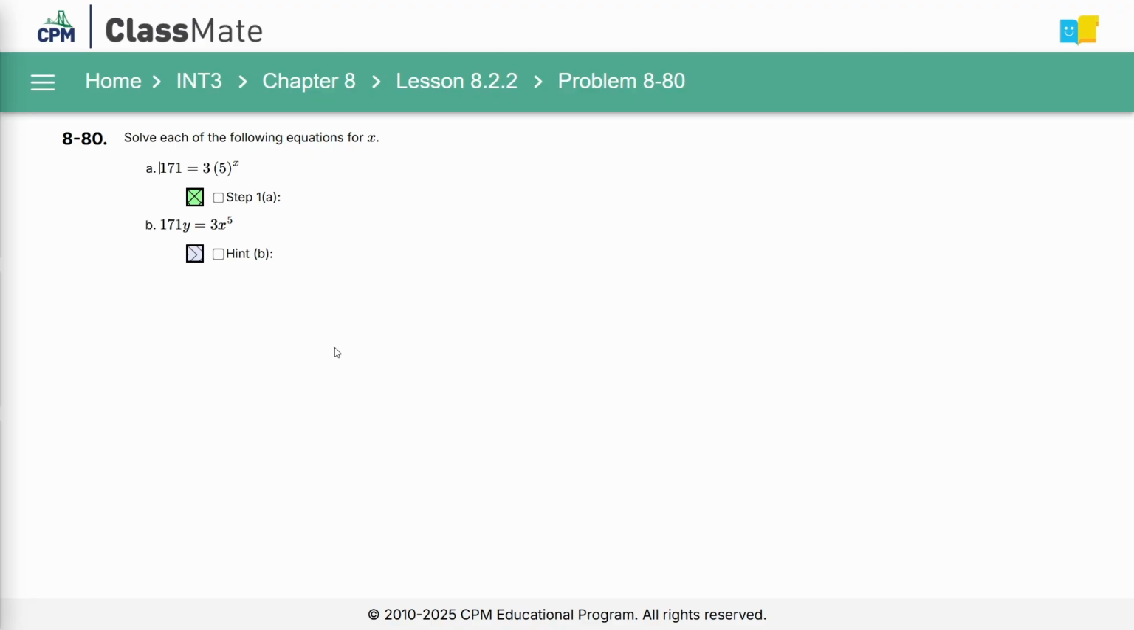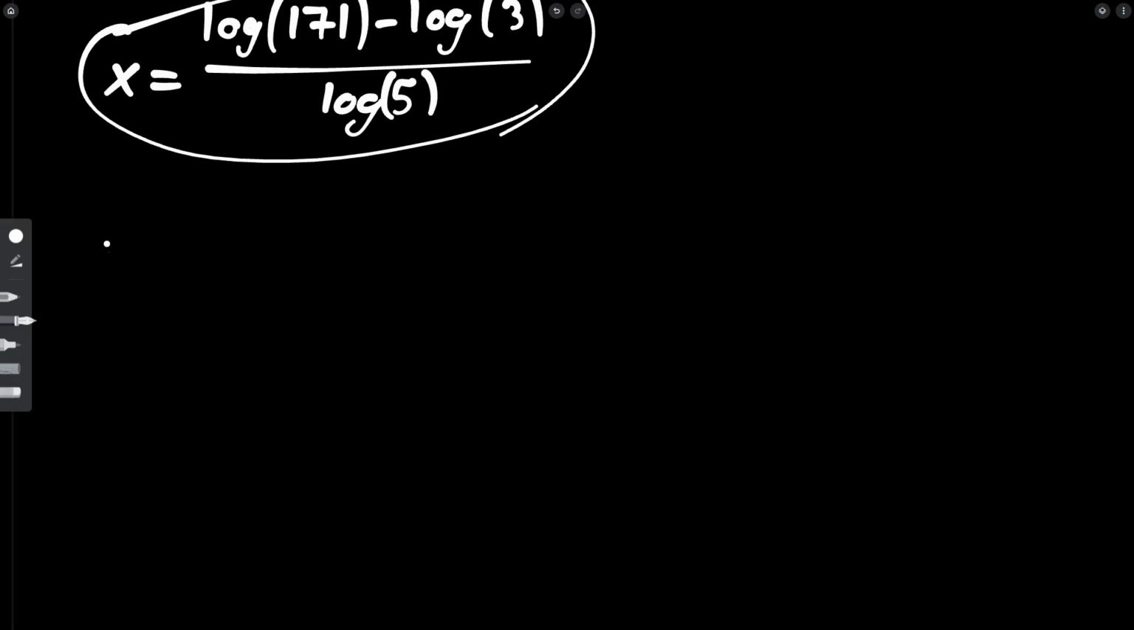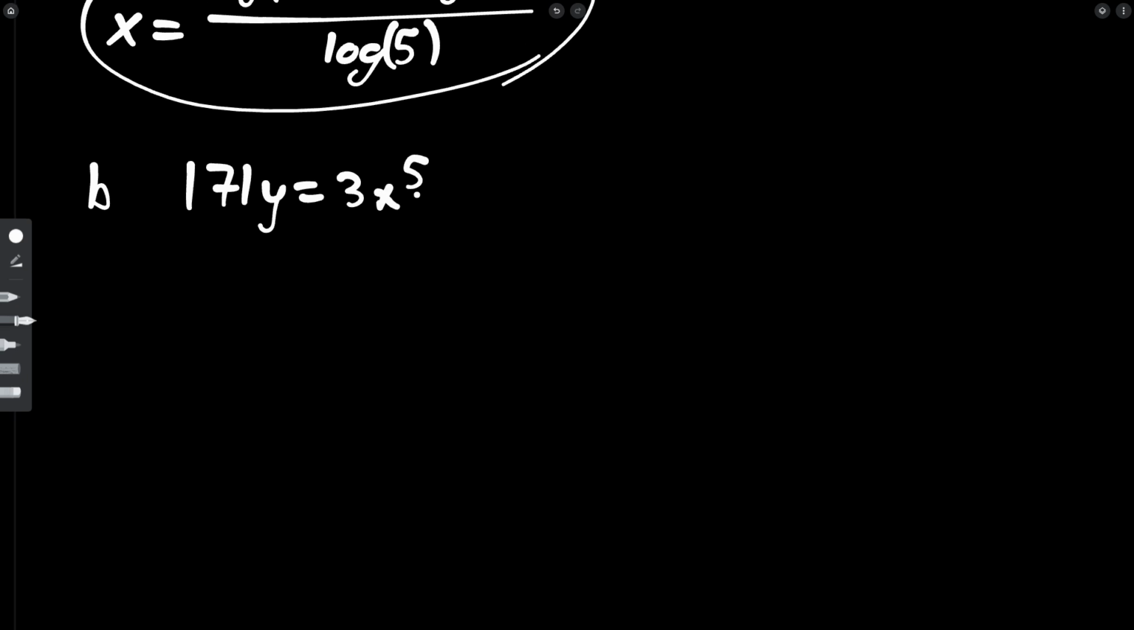The next part of the question is a different part entirely. Solve each of the equations for x. Here we have part b: 171y equals 3x to the 5th. So the first thing I'll do is isolate this x term, because that x to the 5 looks real ugly. So for part b, we have 171y equals 3x to the 5th power. I'll divide by 3. That gives us 171y over 3 equals x to the 5th power.